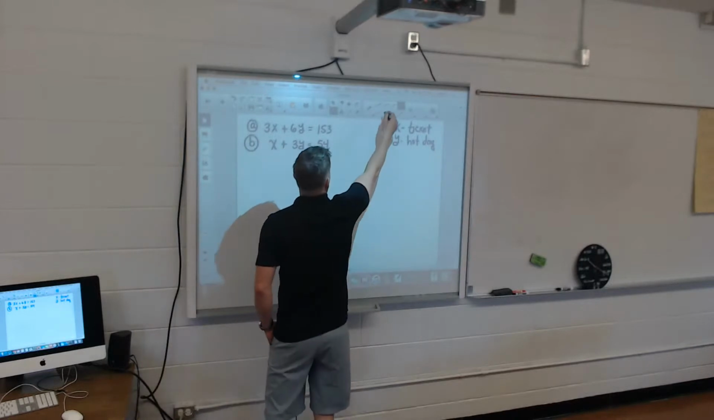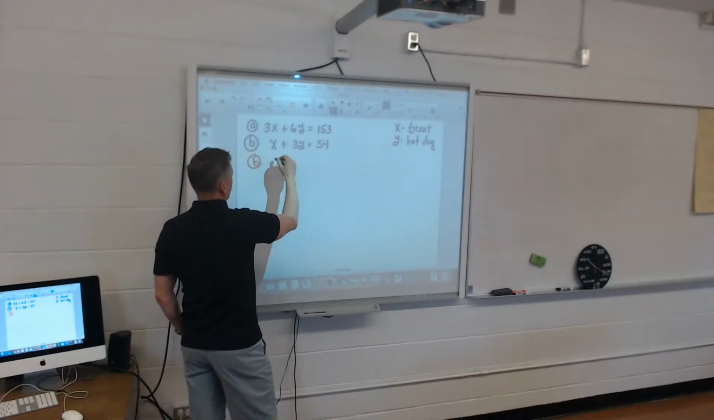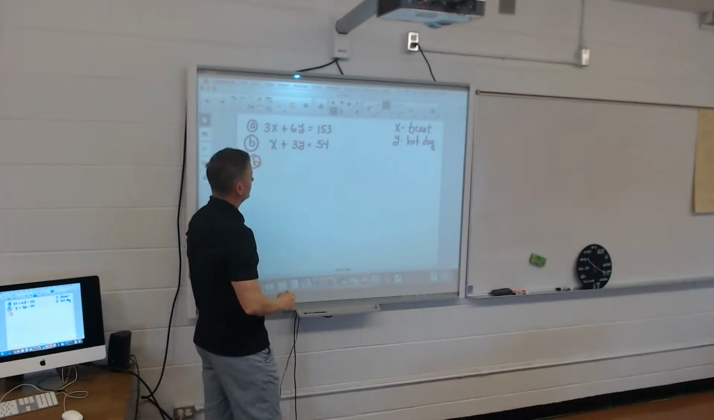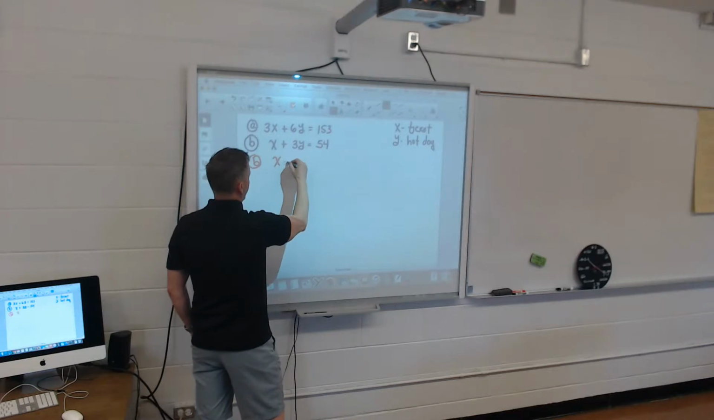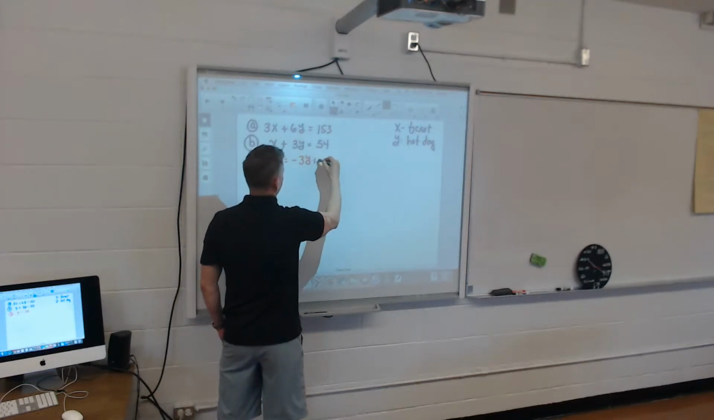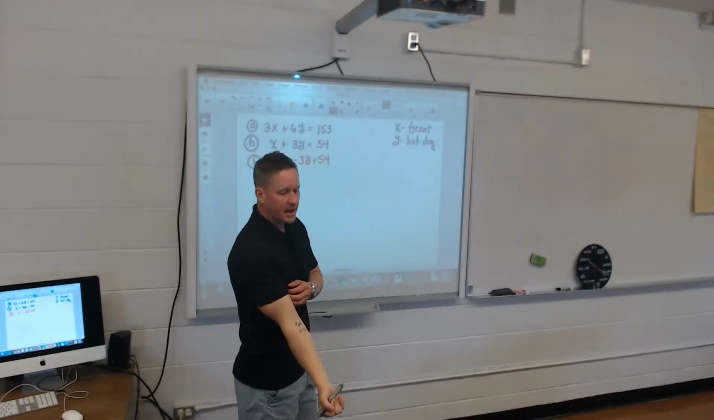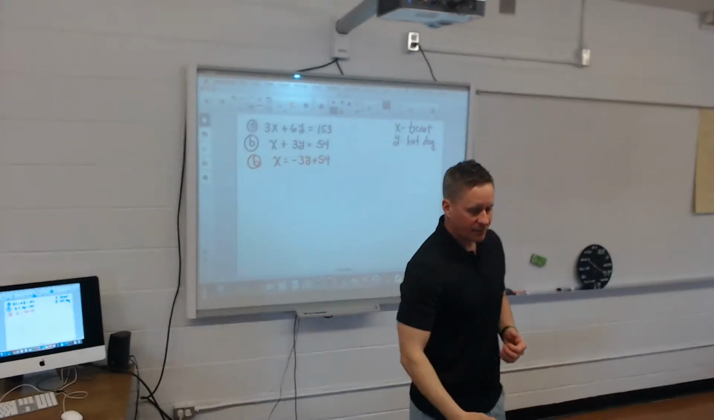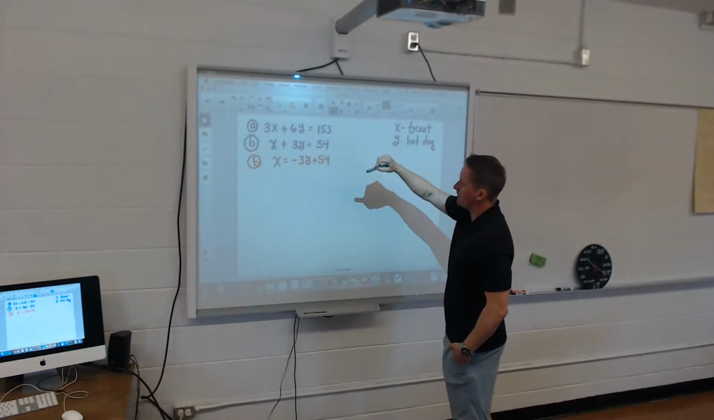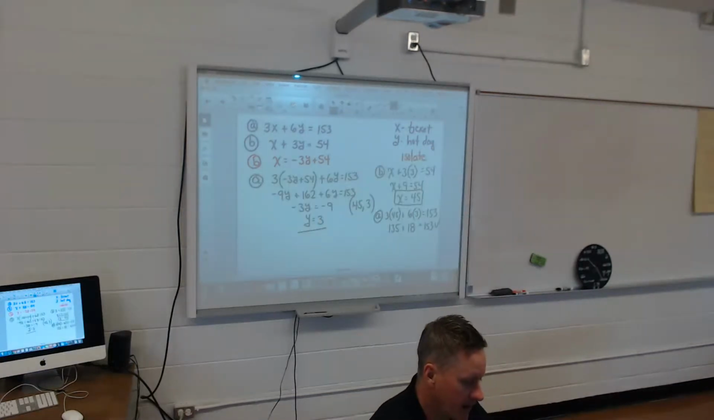So here's how this works. I'm going to use B. I'm going to subtract 3y from both sides. So I get x equals minus 3y plus 54. So what I've done is I've isolated. That's the first step that you want to do. After my defining statement, I write out my equations. I want to isolate.